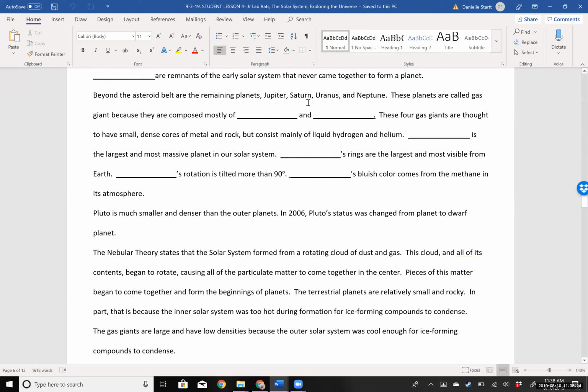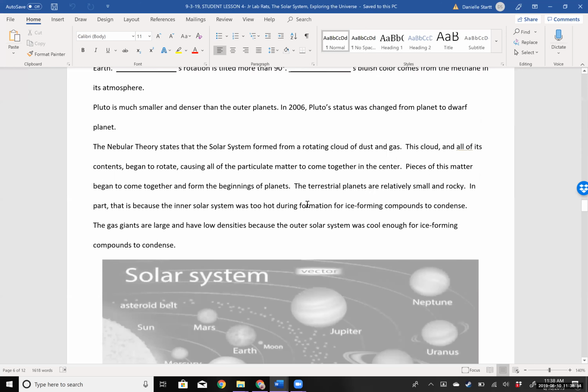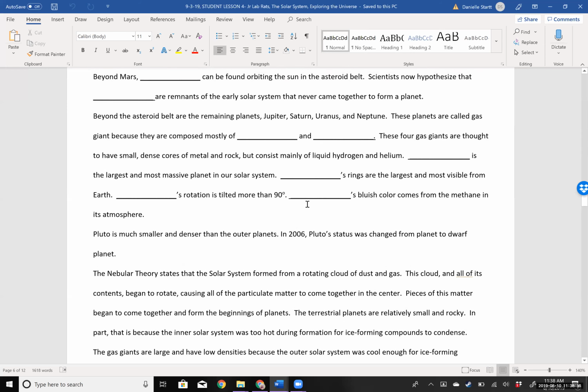Okay, so we're Jupiter, Saturn, Uranus, and Neptune. All right, so here we go with our blanks. So which one is the largest and most massive? Well, you could look at this graphic and see if it helps, or you could look it up. All right.